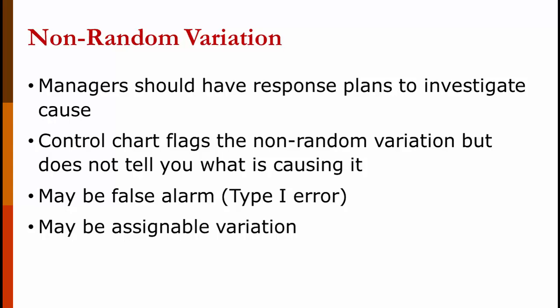Control charts tell you that you have non-random variation, assignable variation, but they don't tell you why. Managers have to investigate and figure out what the problem is. It is possible, not likely, but possible that you have a false alarm, particularly if it's just 1 point. Remember that type 1 error. More likely, you've got assignable variation. If you've got assignable variation, you've got to figure out what's causing it, and then you've got to resolve the problem.